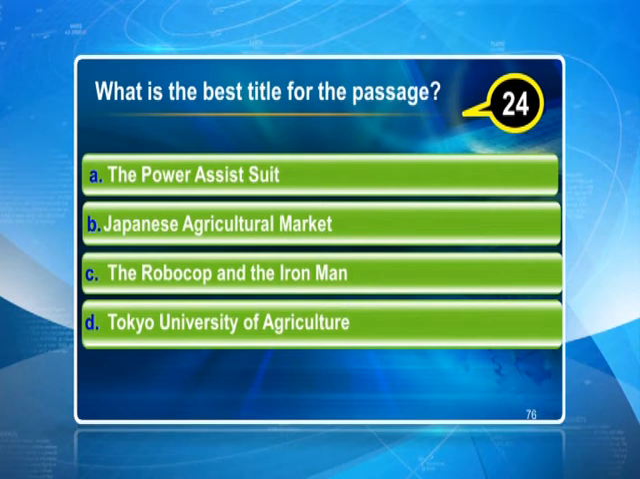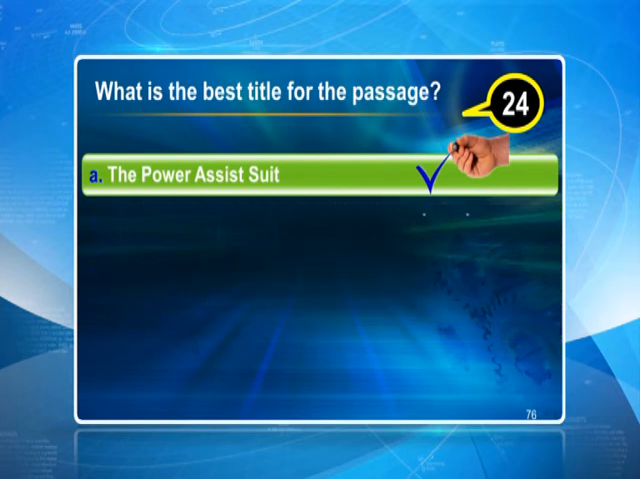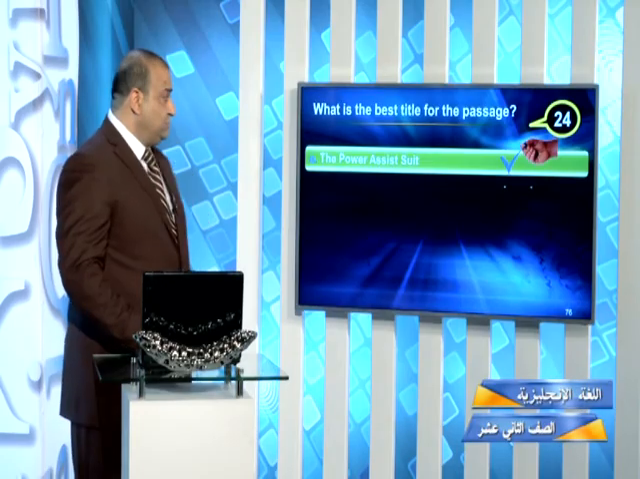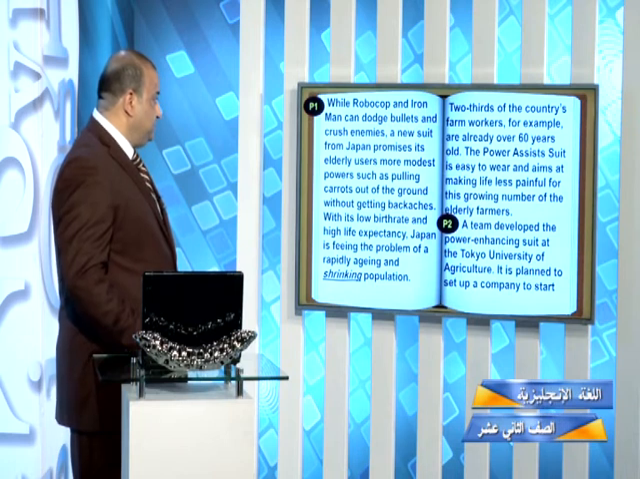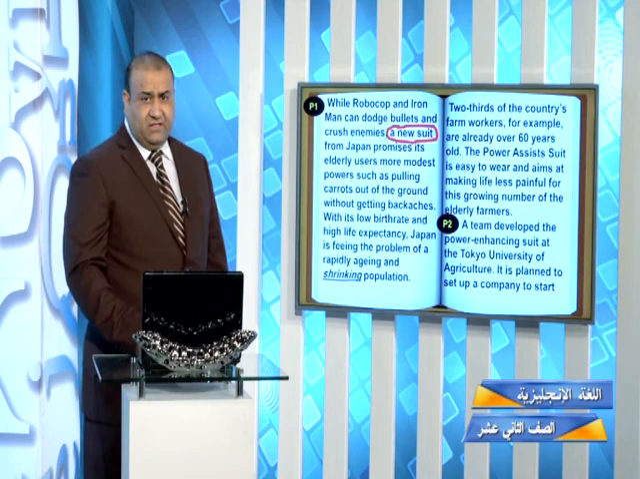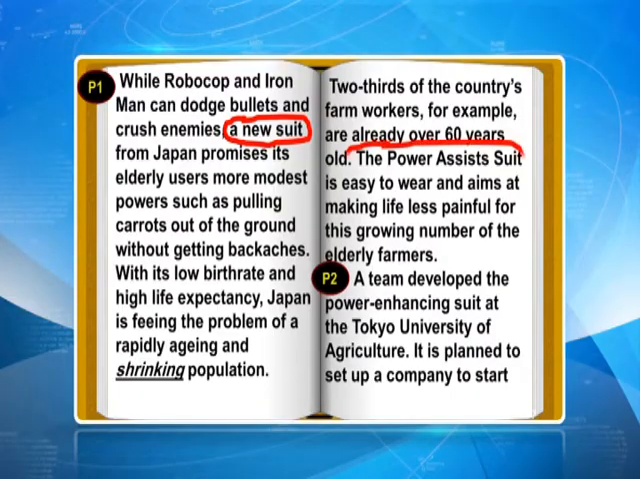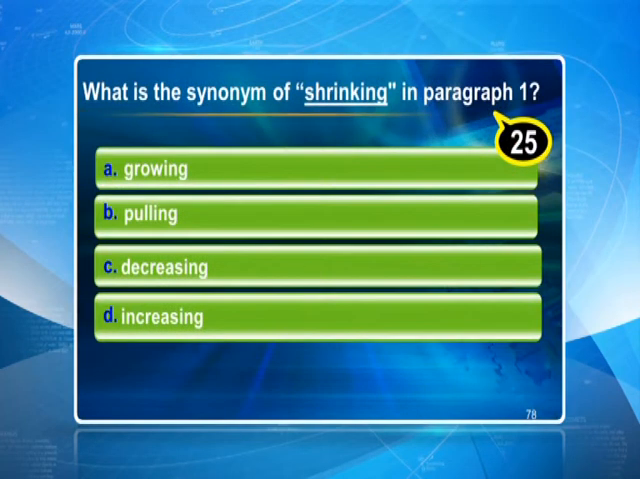So it's clear that our reading comprehension passage is about the power assist suit. Now, in order to make sure that our answer is correct, let's justify it. This is a piece of information that may support us: a new suit, and then we have the power assist suit, the power assisting suit. Okay? Now, our answer is correct. Let's move now to the following question.